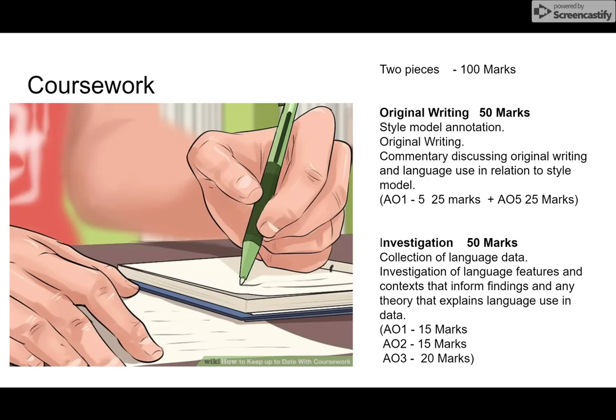There's an original writing piece where students find a style model of the type of writing that they want to do, and they annotate it to see how the language works within that style model. They then produce a piece of original writing in response to that style model, and then write a commentary discussing how their piece has made use of the style model and the language features. There are 2 sets of marks available for this: AO1 to 5, 25 marks, and AO5 again with 25 additional marks, and that's for the creativity and the expression and targeting an audience, etc.